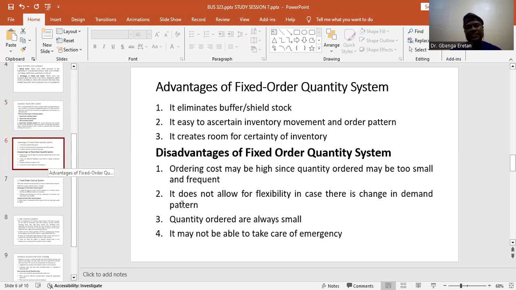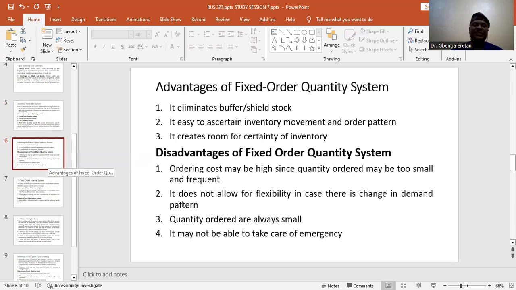What are the advantages of the fixed order quantity system? Number 1, it eliminates the buffer or the shared stock. In other words, it eliminates holding of some stock in the organization because we know the stock that is needed at every given point in time. Number 2, it is easy to ascertain inventory movement and order pattern because the quantity that is ordered remains constant. We can now know the quantities that are coming in with respect to the quantities that are going out. Number 3, it creates room for certainty of inventory.